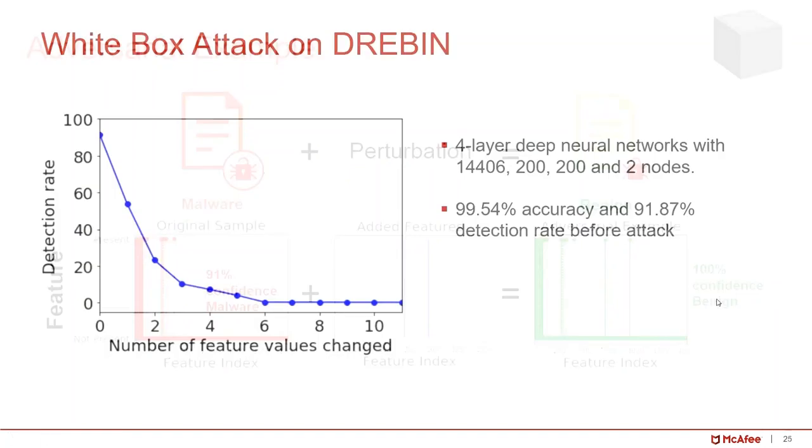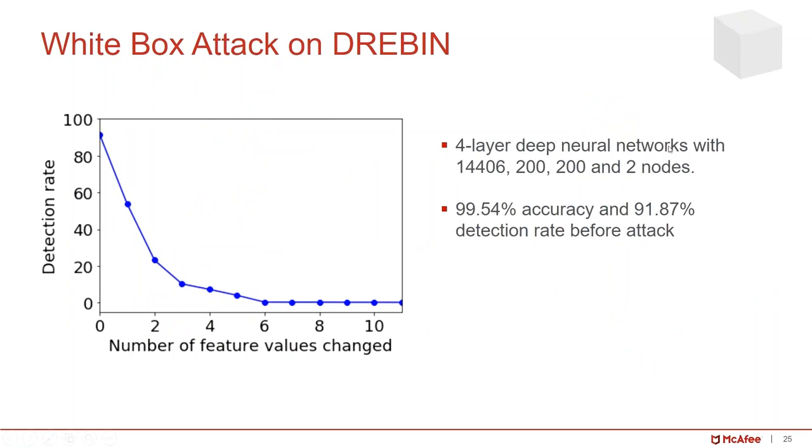We did the Whitebox attack on this data set. The deep neural network is 4-layer. The original detection rate is 91%. After we add 2 API calls, the detection rate dropped to 20%. So this is a very significant drop.